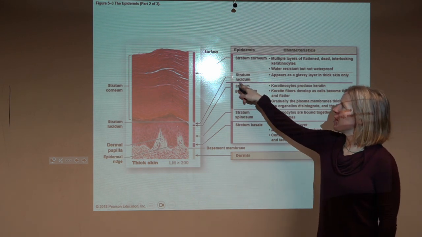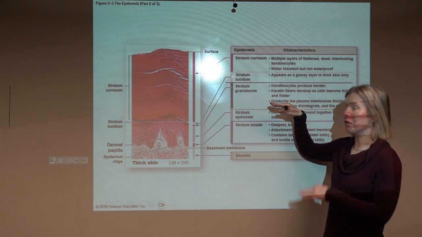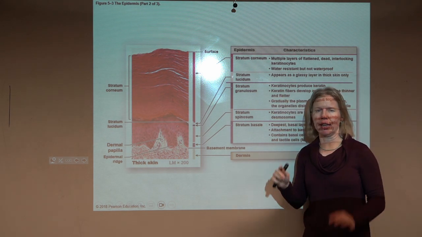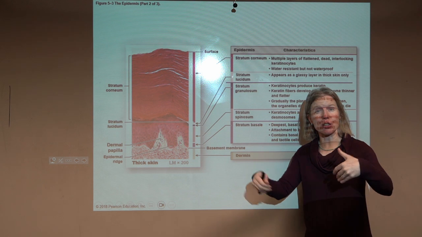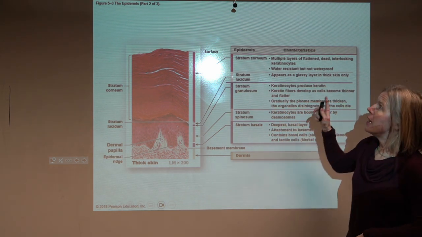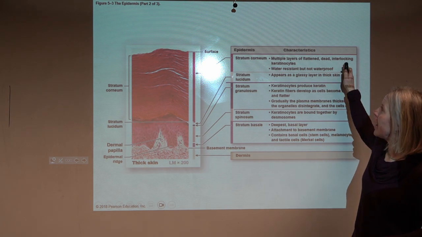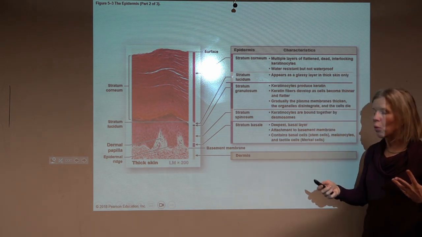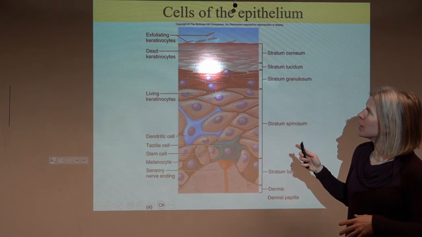Notice though this 5th layer, or what looks like maybe the 4th layer, stratum lucidum, is only found in thick skin, the palms of your hands, the soles of your feet, and so we won't spend a ton of time there. Now, I really like this image, 5-3, because it tells you the different layers, but it also tells you kind of what's going on there. And that's where we're going to start.